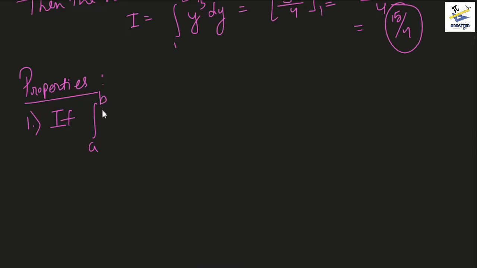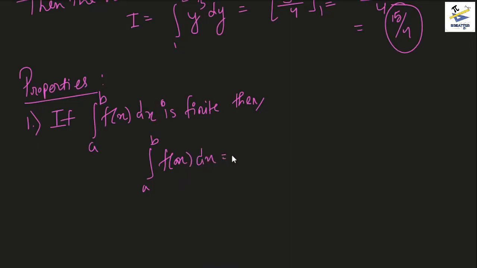If the integral from a to b of f of x dx equals the integral from a to b of f of a plus b minus x dx. This is a property, so let us prove it.